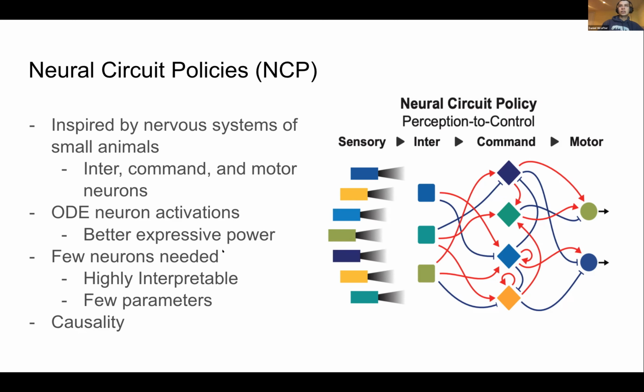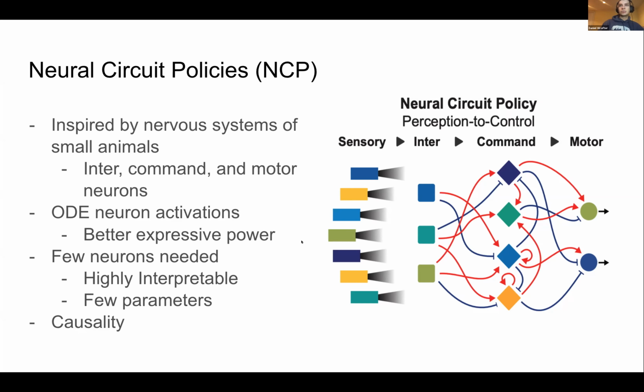This also allows for very few neurons to be needed, because the ODE activations lead to so much more expressive power. For example, for an autonomous lane keeping task on a real car, only a couple dozen neurons were needed, whereas several hundred would be needed with the more standard feed forward or RNN network. For one, this leads to much more interpretable networks, because you can individually interrogate how each neuron is responding to changes in the input.